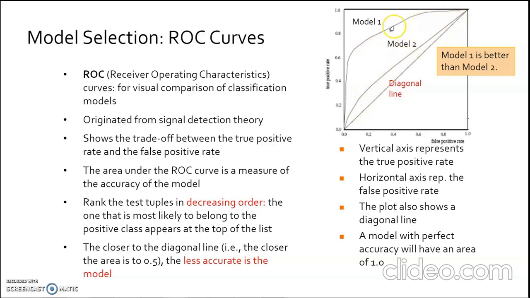It's better than model 2 because model 1 is closer to this top left corner, which represents a very high true positive rate but a very low false positive rate. Mind you, the ROC can only be used when the class label is binary. More than that, it cannot be used. So this is very useful when you're comparing multiple models for a binary classification problem. So that's all.